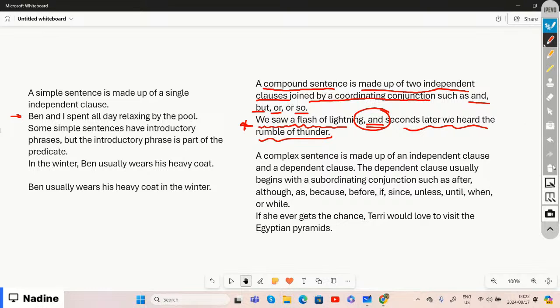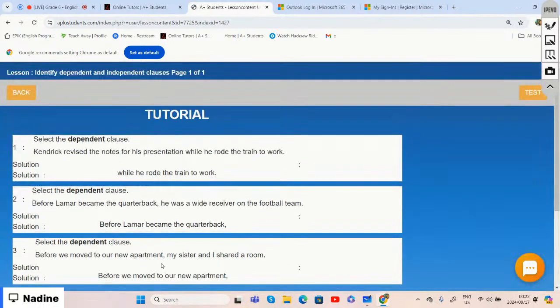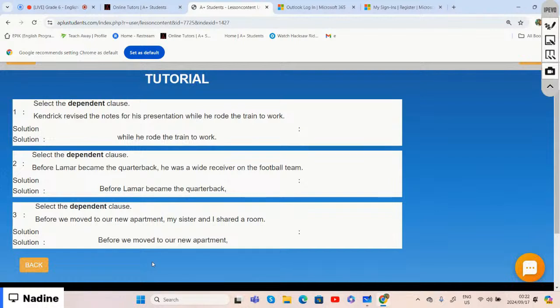So now we're going to a+students.ca, and then we're going to our test. We're going to identify dependent and independent clauses. And remember, we said an independent clause expresses a complete thought and can stand on its own. It has both a subject and a predicate, whereas a dependent clause cannot stand on its own. It's either missing a subject or a predicate. We are now going to select the dependent clause within the sentence. And remember, a dependent clause usually starts with a subordinating conjunction.